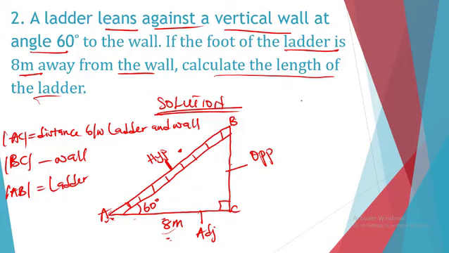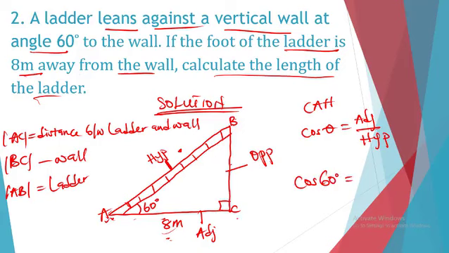And in SOHCAHTOA, adjacent over hypotenuse is what? Cosine. So cos theta is equal to what? Adjacent over hypotenuse. Is that correct? Therefore, cos of the angle given, which is 60 degrees, is equal to adjacent. What's our adjacent? 8, all over the hypotenuse, which is not given. So let's call it line AB. Do we understand now? Okay, let us proceed.